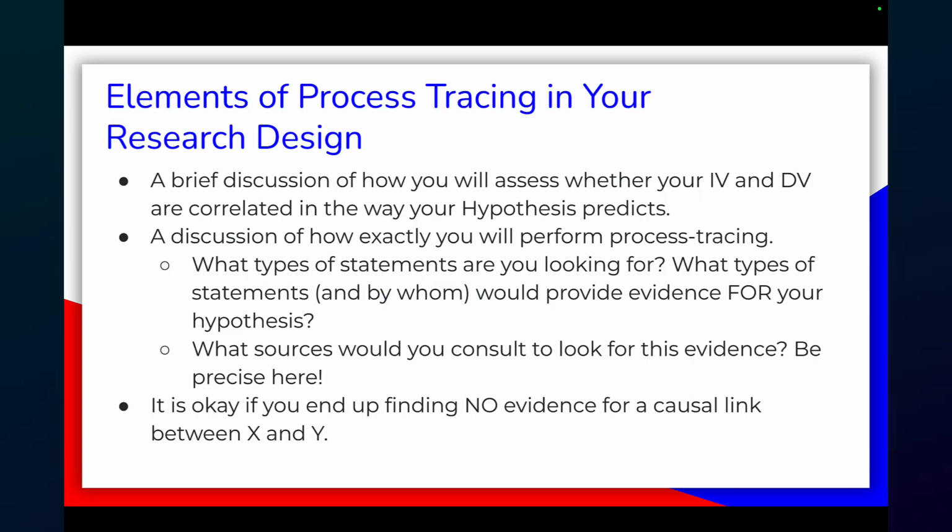So in your process tracing, you need to have a brief discussion of how you're going to assess whether your independent and dependent variables are correlated in the way your hypothesis predicts. There needs to be a discussion of how exactly you're going to perform process tracing. So what types of statements are you going to look for? What types of statements and by whom would provide evidence for your hypothesis? And then finally, what sources are you going to consult to look for this evidence? So you want to be precise here.